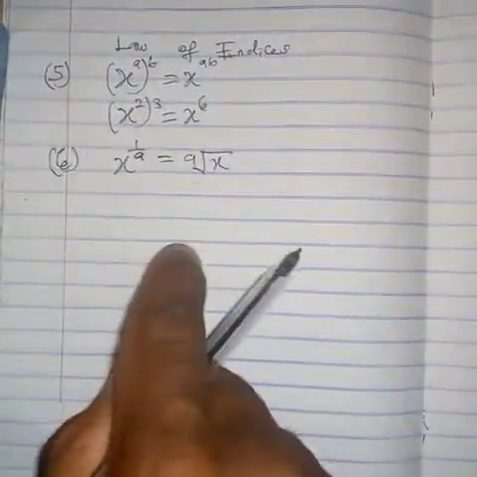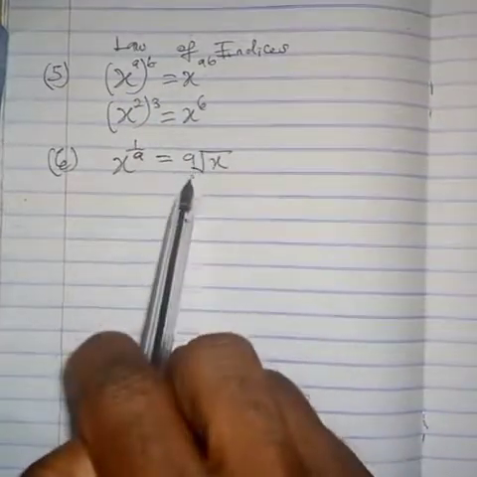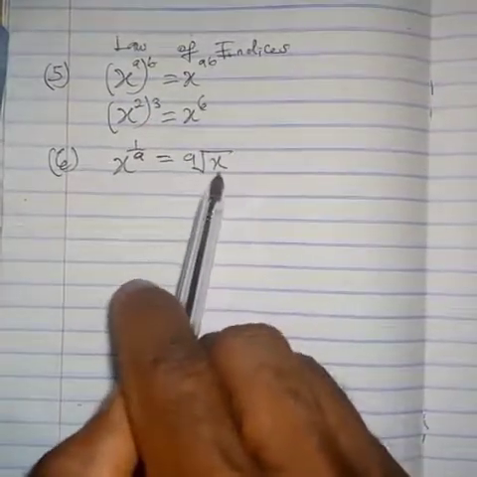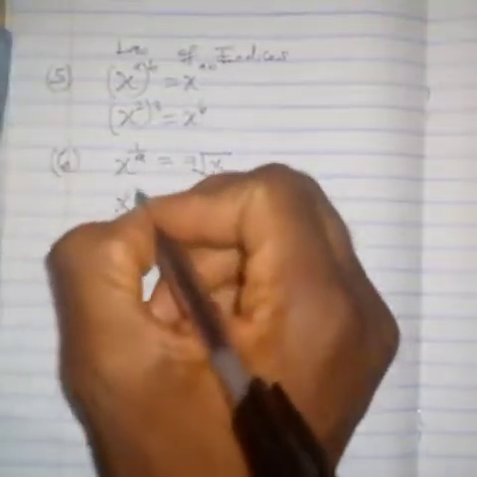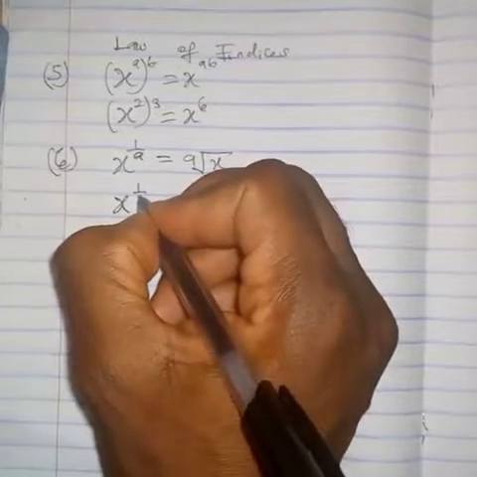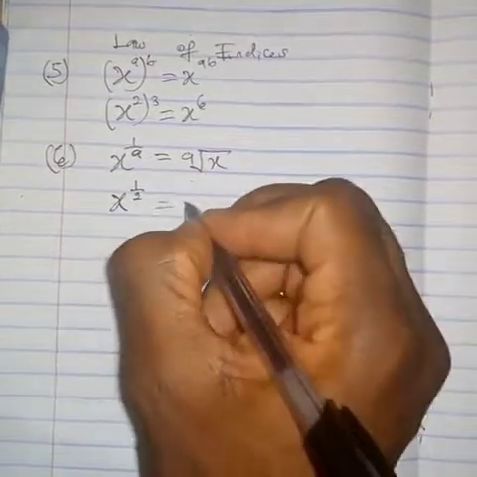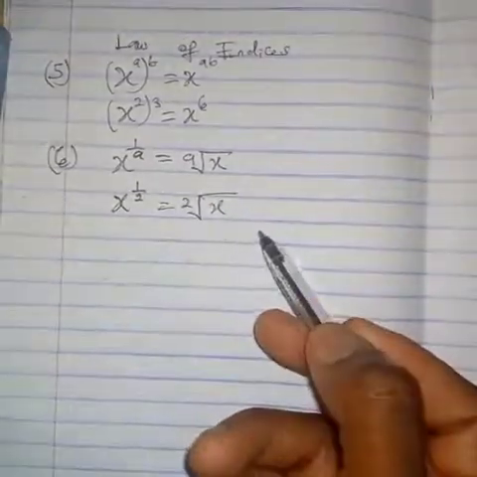Just take a good look at that. x raised to the power of 1 over a, then you have the a-th root of x. And so you have an expression like x raised to the power of, let's say, 1 all over 2. Definitely you have the second root of x.